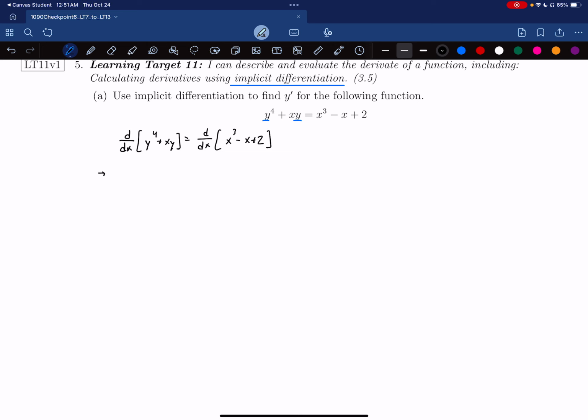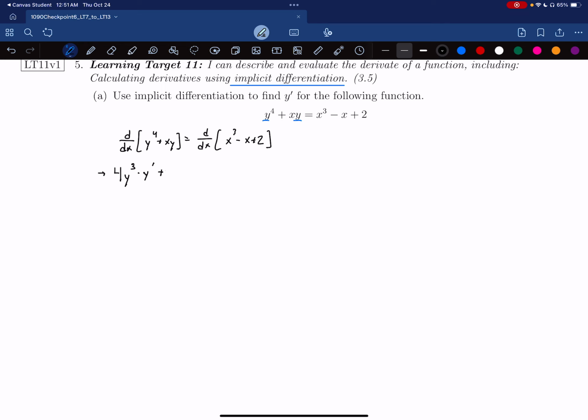So the derivative with respect to x of y to the 4th. First, we'll take the derivative using the power rule like we typically think of it, giving y cubed, but we need to multiply by a y prime. Basically, that's the chain rule. Since y is a function of x, and we're taking the derivative with respect to x, we need to multiply by a y prime. And then same with the next term.